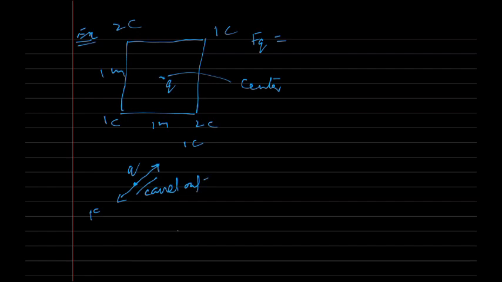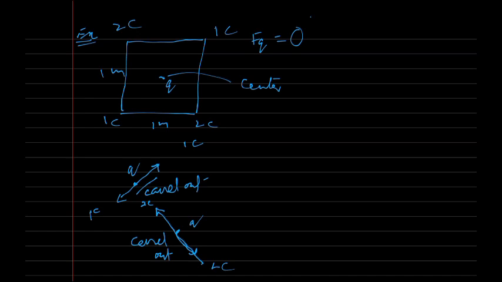Similarly, if you consider the next set of charges, so this is Q, let's say, and this is 2C. What happens? This 2C pushes this charge in this direction. This 2C pushes this charge in this direction. Similarly, this 2C pushes this charge in this direction. Here also the forces cancel out. So F net must be equal to 0. So by symmetry also we can say the net force acting on the particle which is at the center of the given square is 0.